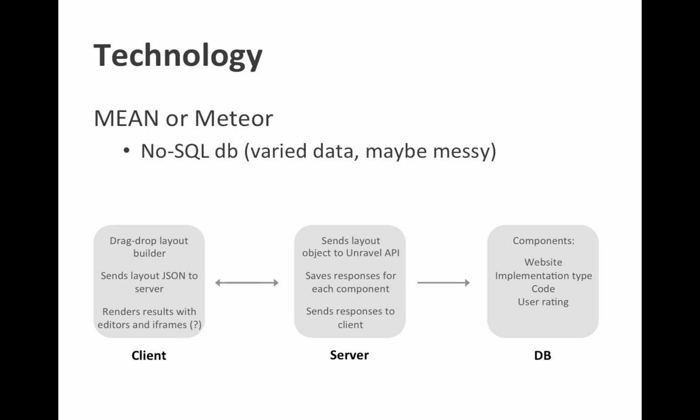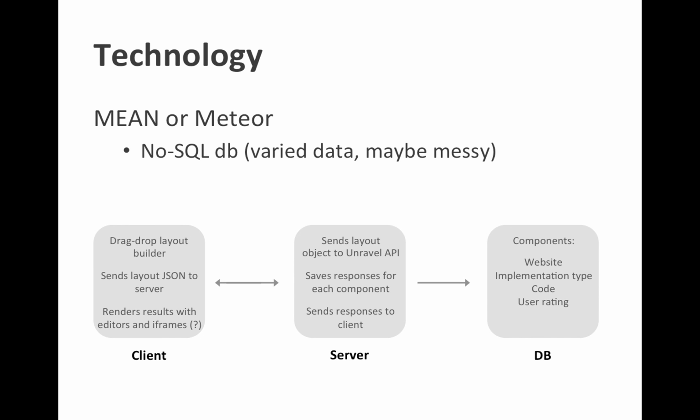But the architecture is pretty simple, straightforward, kind of what you'd think it would be like. On the client side, users are going to drag and drop these components onto their layout canvas. The application will compile all of that information into a string of JSON objects representing that layout. I can pass that over to the Unravel API through the server. And after I get each response, I can separate that into component by component so that I can save that information in the database.